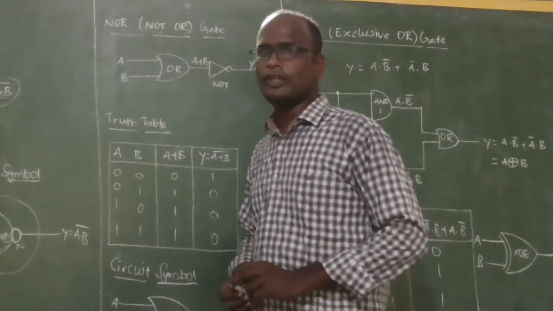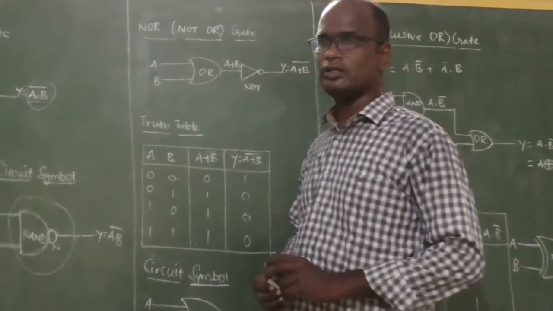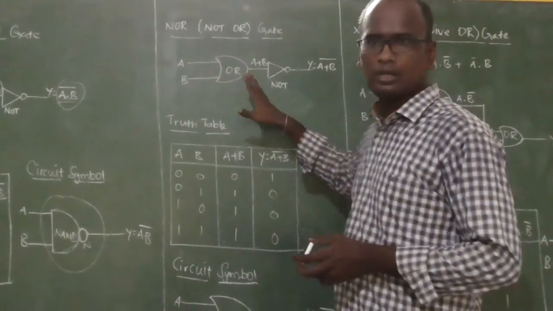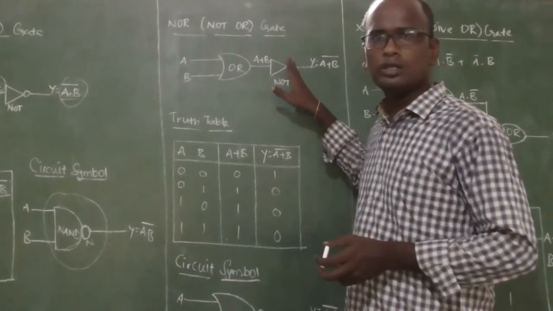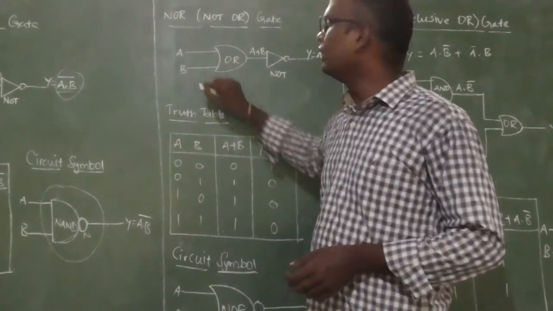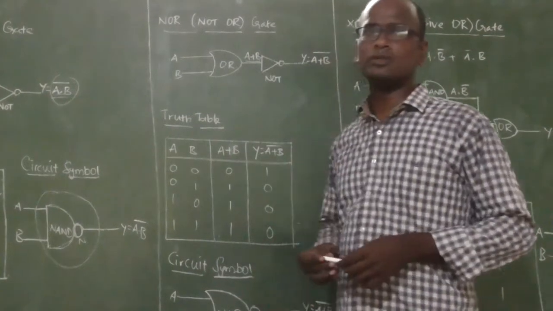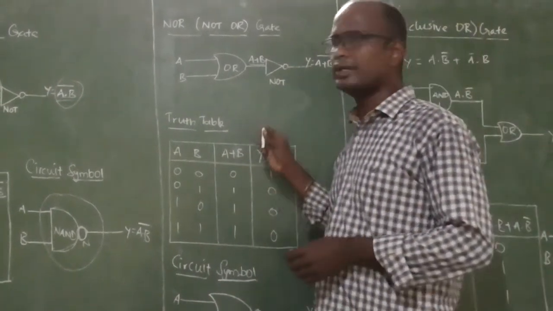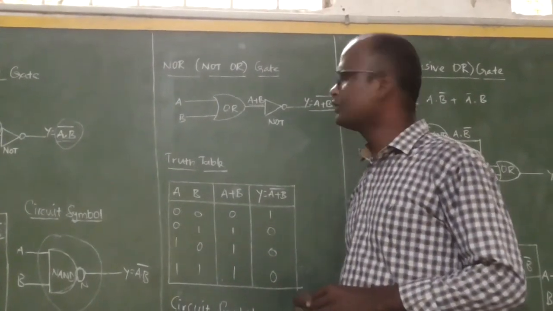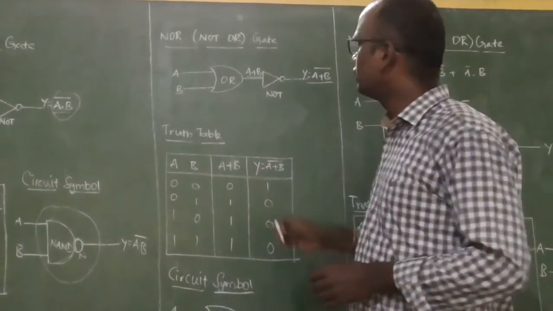Okay, after seeing the first combined logic gate, that is the NAND gate, we go for the NOR gate. This is also a combined logic gate, which is a combination of an OR gate followed by a NOT gate. If we apply the inputs A and B, we get the OR gate output as A plus B, that is A or B. Once again, this result is given to a NOT gate, so that we get the output as A plus B bar, the complement of the result of the OR gate. So this is called the NOR gate.